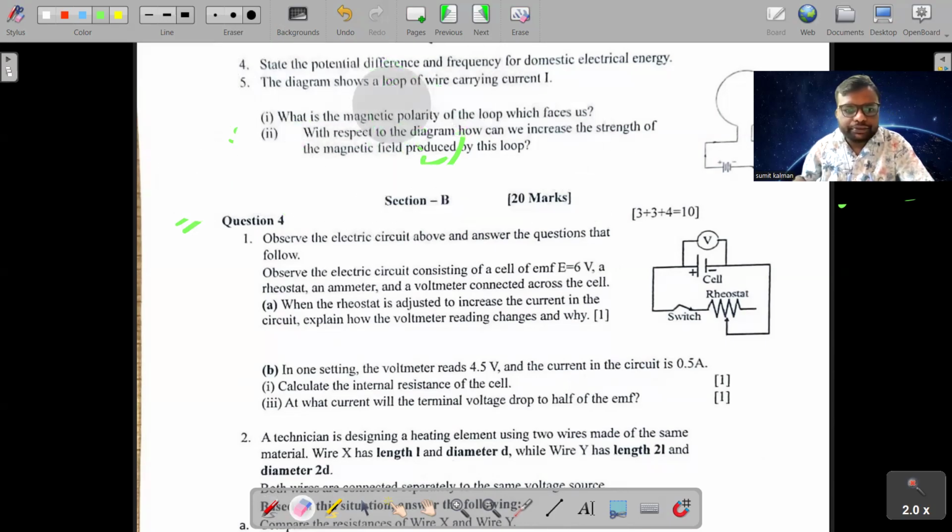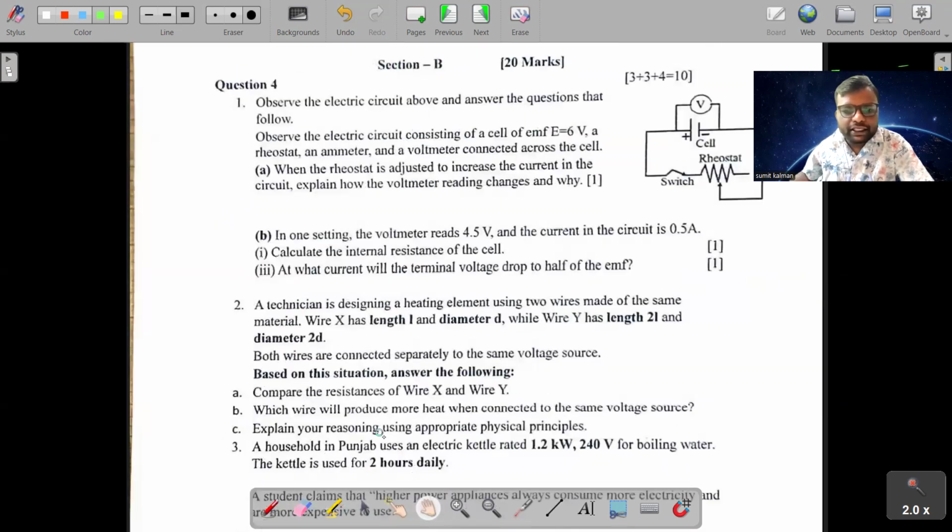Now next. Next is, in one setting, the voltmeter reads 4.5 volt, and the current in the circuit is how much? 0.5 ampere. We have to calculate the internal resistance of the cell in first part. And in second part, they are asking at what current will the terminal voltage drop to half of the EMF. So friends, we will continue for the solution of this problem.